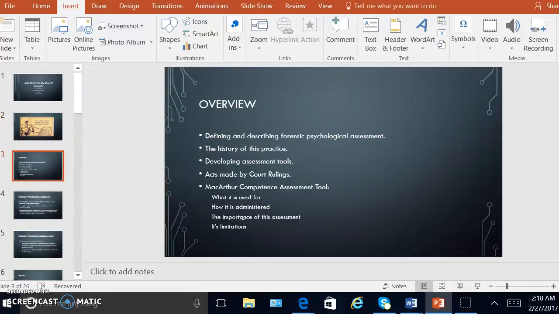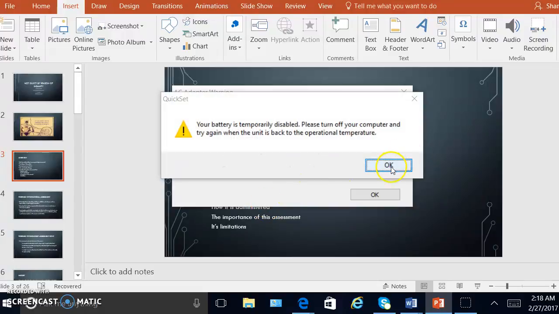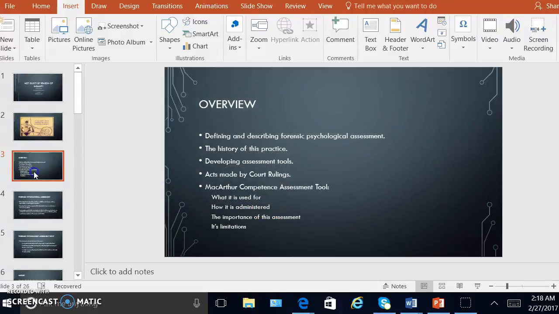I will be defining and describing forensic psychology assessments. I will go over the history and the development of assessment tools, the acts made by court rulings, and lastly I will go over the MacArthur Competency Assessment Tools, as that is the tool that I will be focusing on.